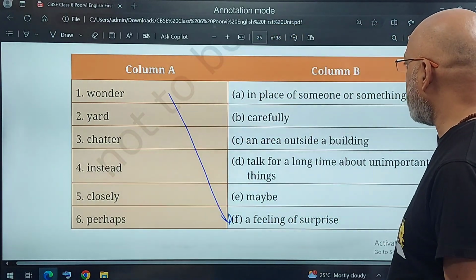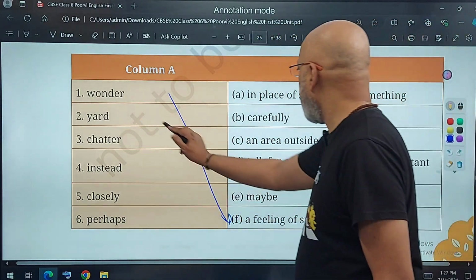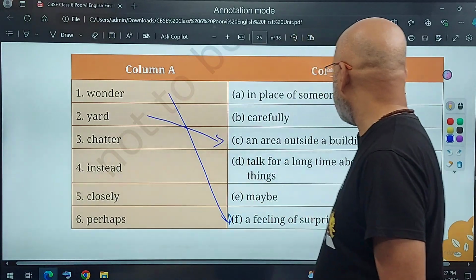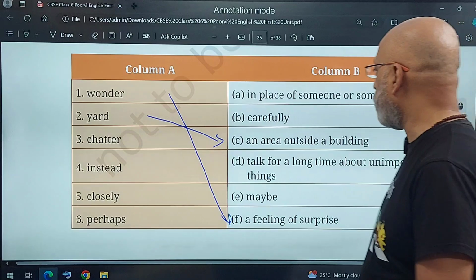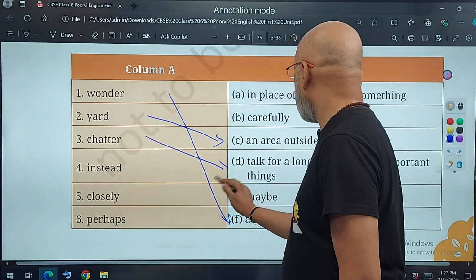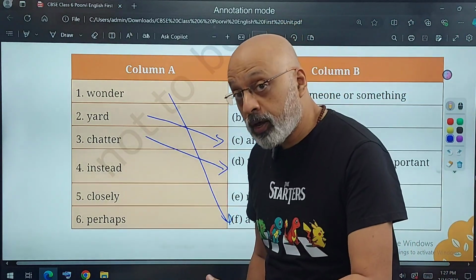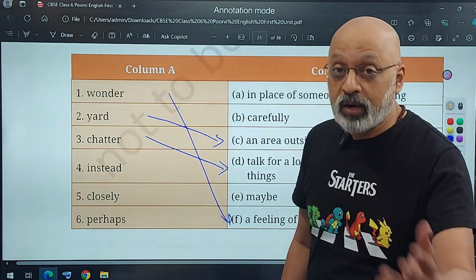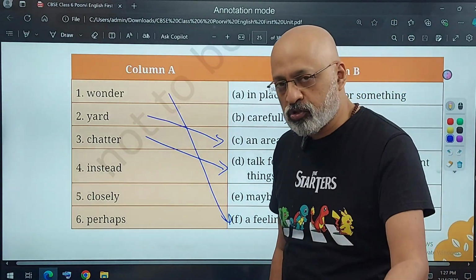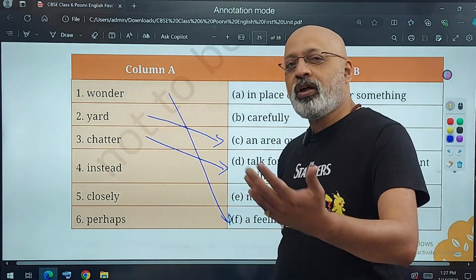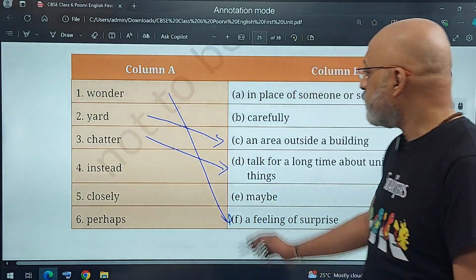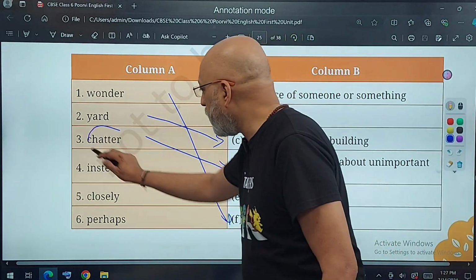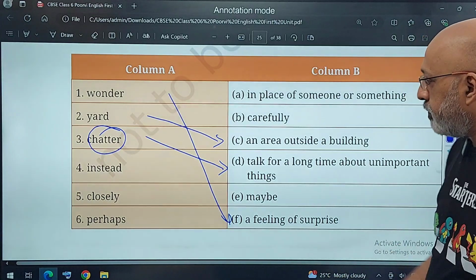Yard. What does yard mean? An area outside the building. Chatter. What does it mean? Talk for something. जो कि आप में से कई लोग करते होंगे, टाइम वेस्ट करते होंगे, बेकार की बातें करते होंगे. Not that बेकार, friendships are also important, but sometimes you realize you're talking about very unimportant things without doing things which are more important, right? So that is chatter, indulging in a lot of mindless chatter.